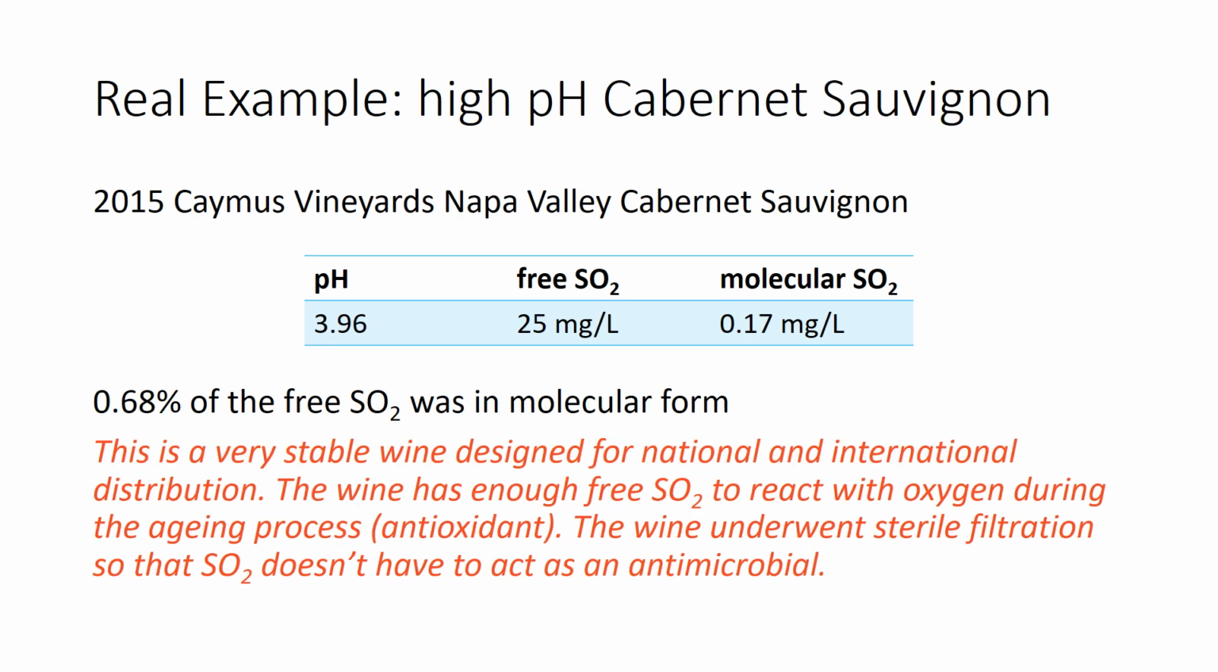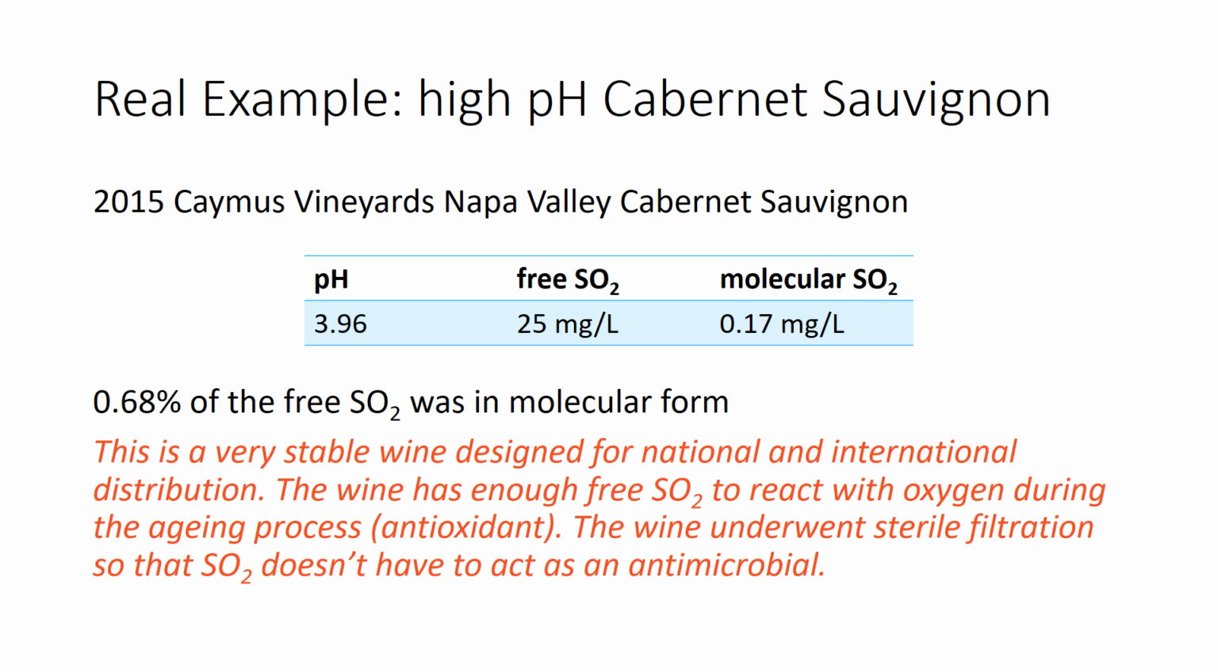And on the opposite end here, we have a high pH Cab Sauv. This is the 2015 Caymus Vineyards Napa Valley Cab Sauv. It is a pH of 3.96, which is on the upper end of high. It has a free sulfur dioxide level of 25 milligrams a liter and a molecular level of 0.17 milligrams a liter. So only 0.68% of the free SO2 was in molecular form. If you remember the 6.5% of SO2 that went into molecular form for that Riesling, you'll notice that it's almost a 10-fold difference.